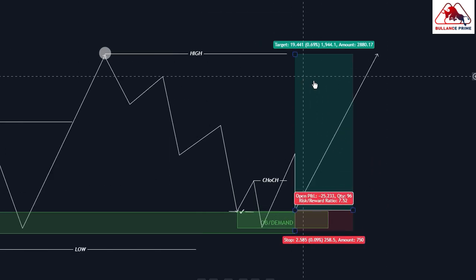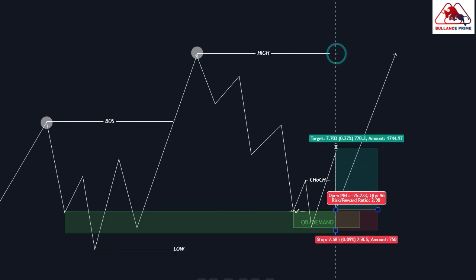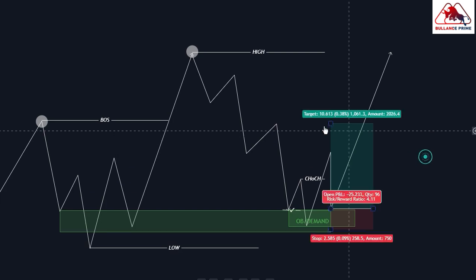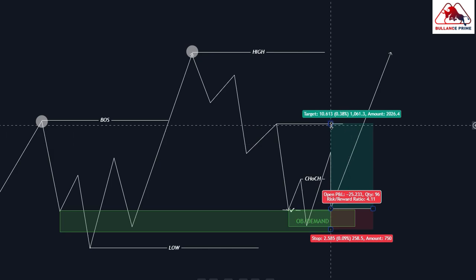But if you don't want a bigger target, in that case you can take half of the recent swing high level. This one you can keep as a 1:4. This is the recent swing level, you can keep it here. So when the chart moves, you can see it hit the target.